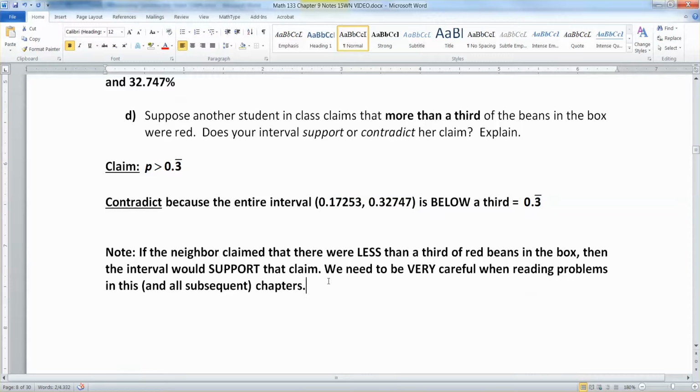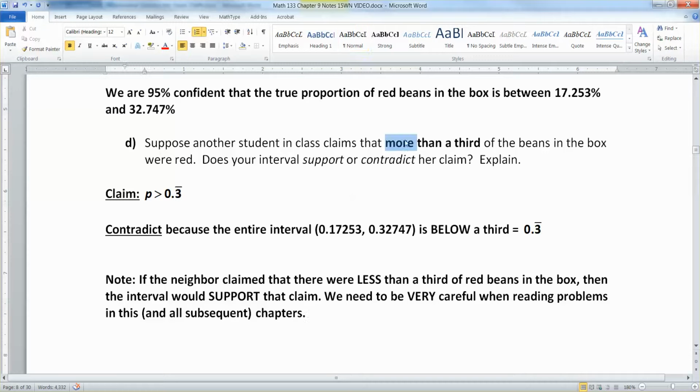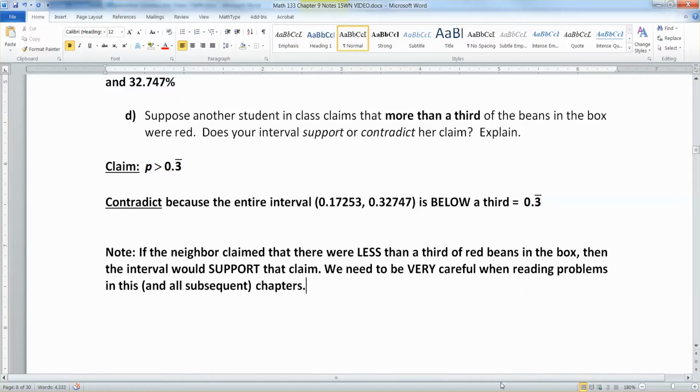So we need to be very, very careful when we're reading problems in this chapter in particular, but actually in all the remaining chapters, because just one word change from more to less changes your answer entirely, from a contradict to a support, and you have to explain accordingly. All right, we're all done with that problem, and I'll see you back here for the last one in section 9.1.